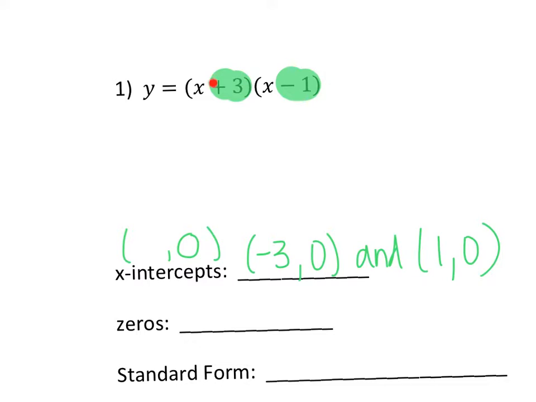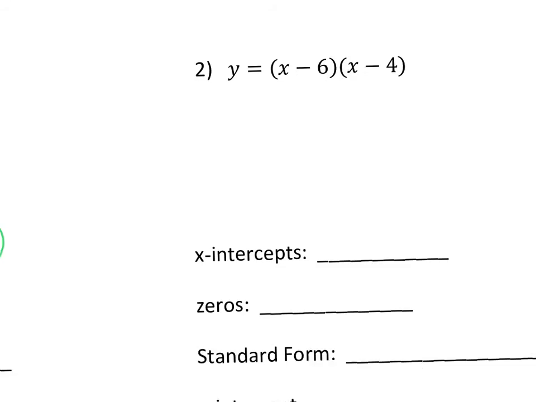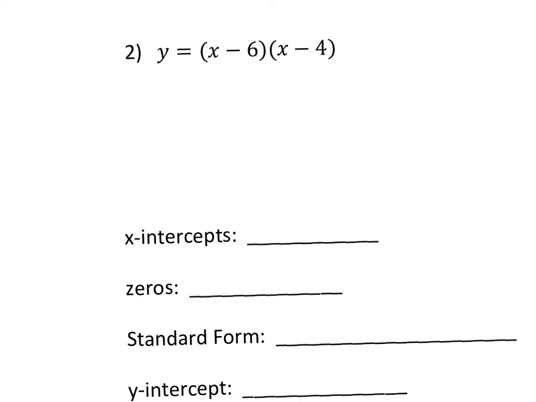Because don't forget that they need to switch signs. This is a positive 3, so when I take it out, it's going to become negative 3. And this intercept is negative 1, so when I take it out, it's going to become positive 1. Moving on to problem 2, I have y equals x minus 6 times x minus 4. So the numbers in my parentheses are minus 6 and minus 4. So that's where my intercepts come from. They're going to be 6, 0 and 4, 0.